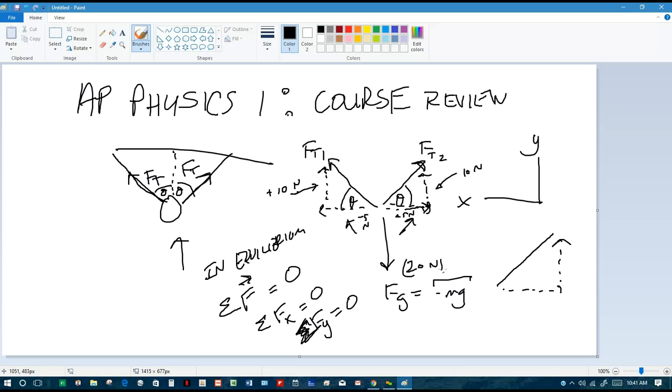Okay, if the object is 20 newtons, and this is 10 of that, half of it, and we know what this angle is, then we could technically work out this right here. FTX would be force times cosine theta, and we could work out the magnitude of the tension force by using the Pythagorean theorem.